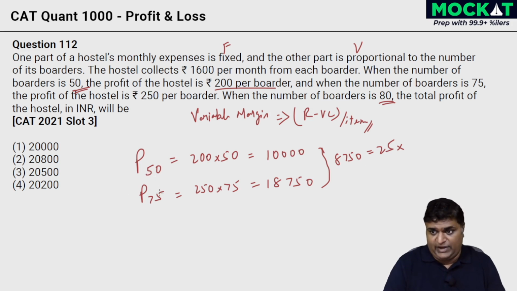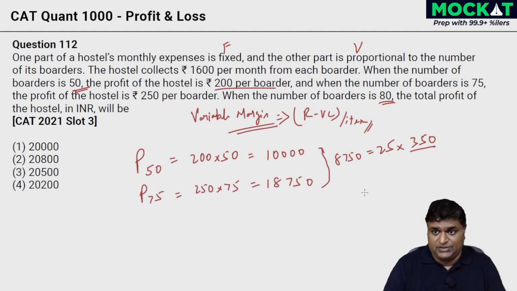Right, each of these extra 25. So each of these extra 25 are contributing how much to bring to 8750? 8750 divided by 25, right? 3 25s are 75, and then a 5 and a 0. So 350 rupees per boarder is the variable margin referred to the profit and loss lesson, right? On our website, mockat.com. 350 rupees over here is the variable margin, right, per boarder. 25 additional boarders brought in that much more, and therefore the profit went up from 10,000 to 18,750.